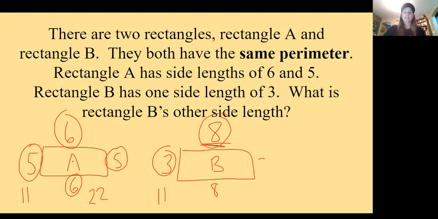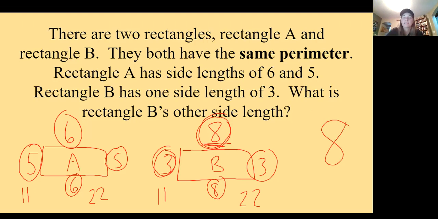That's also 8. That's also 3. 3 plus 8 is 11, plus another 3 plus 8 is another 11. Again, 11 plus 11 is 22. So that is why we know that the other side length for rectangle B is 8, because we just checked they do have the same perimeters if the answer is 8. The perimeters are 22 for both of the rectangles. Okay, hopefully that made sense.